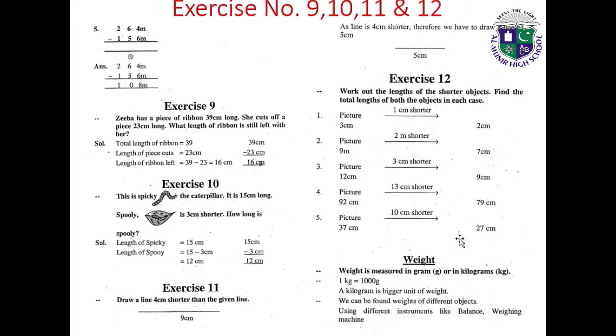Okay. Next, weight is measured in gram or in kilogram. 1 kg is equal to 1000 gram. 1 kilogram is the bigger unit of weight. We can find weights of different objects using different instruments like a balance or a weighing machine.